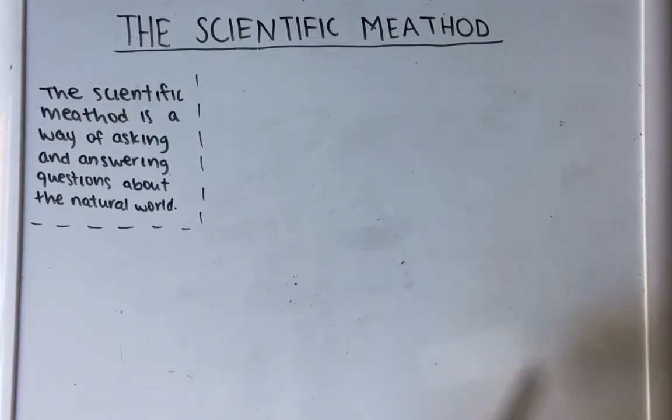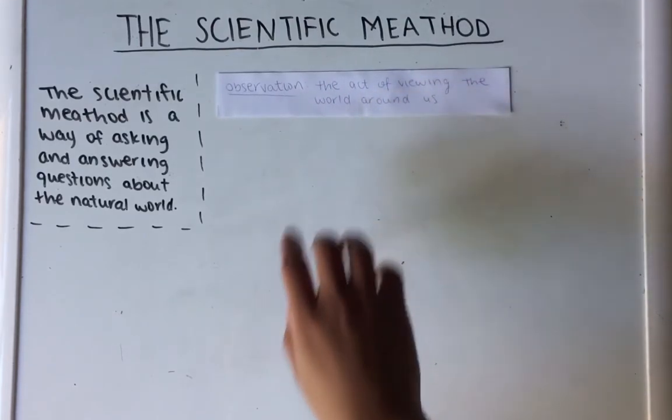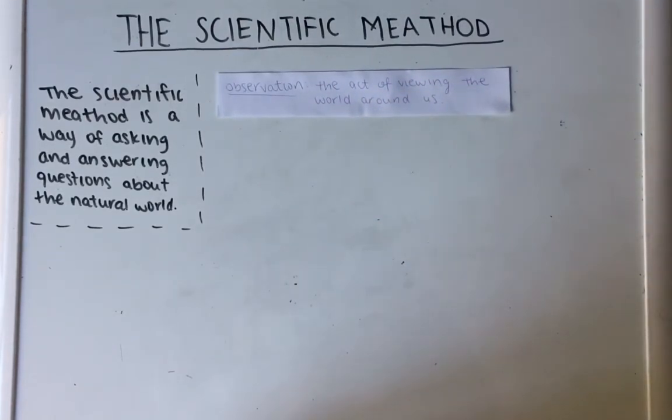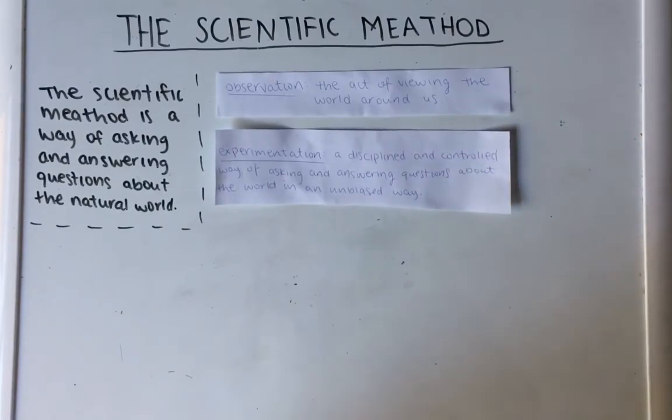So first we can talk about observations. Observation is the act of viewing the world around us, and we all do it every single day, a lot of times without even realizing that we're observing things. Then we have experimentation. It is a disciplined and controlled way of asking and answering questions about the world in an unbiased way. The unbiased part is really important.